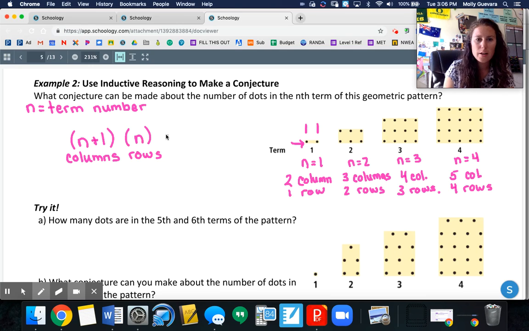So now I'm just going to simplify this. I'm going to distribute. Well, n times n is n squared, and n times 1 is n, so plus n. So this right here will give me the number of dots that are in each row, or in each term. So this will give me the number of dots.